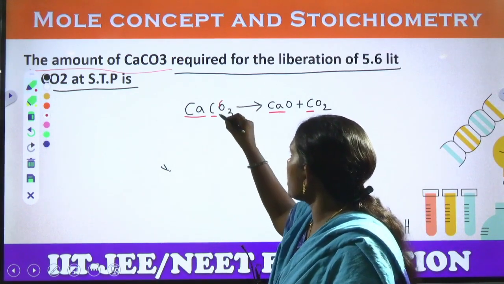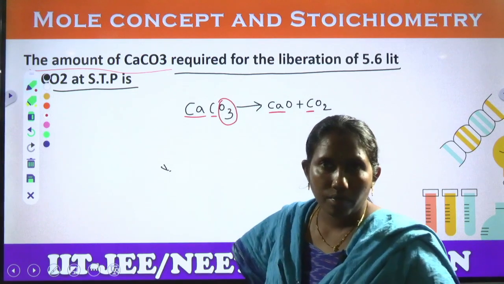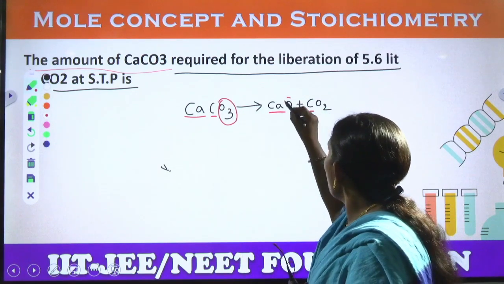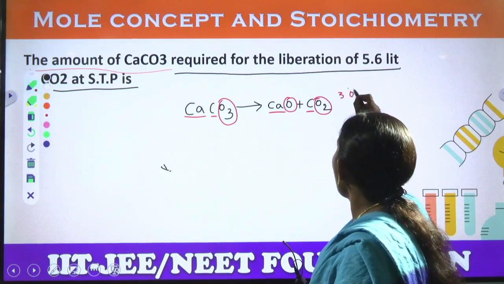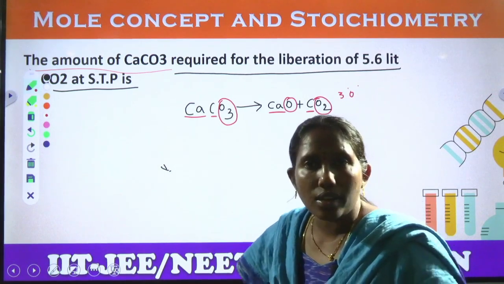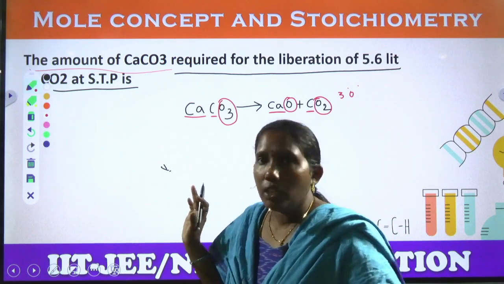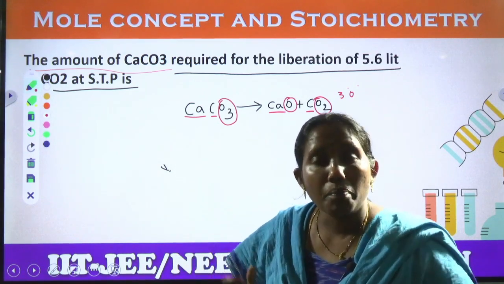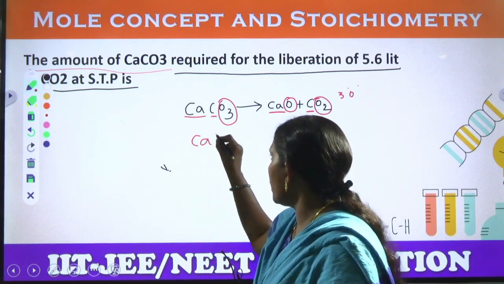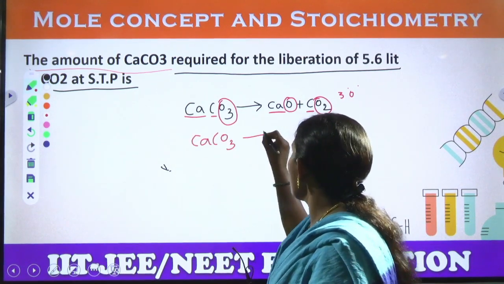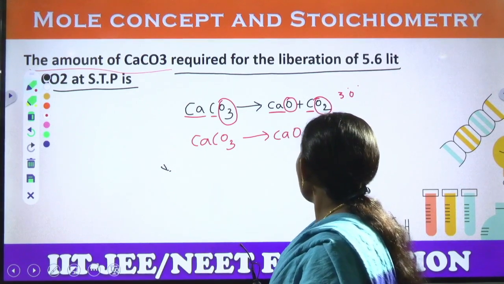On the reactant side we have 3 oxygens. On the product side, 1 oxygen here and 2 oxygens here, so in total 3 oxygens on this side. So oxygens are also balanced. Overall, the given reaction is a balanced chemical equation. So I will rewrite the reaction: CaCO3 gives rise to CaO plus CO2.